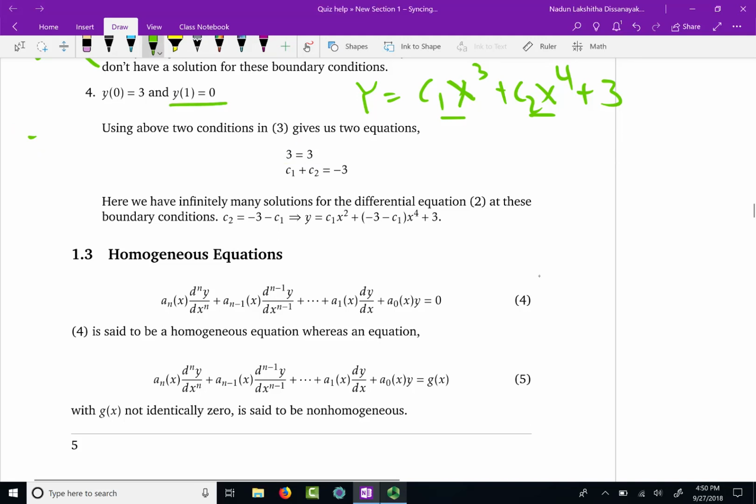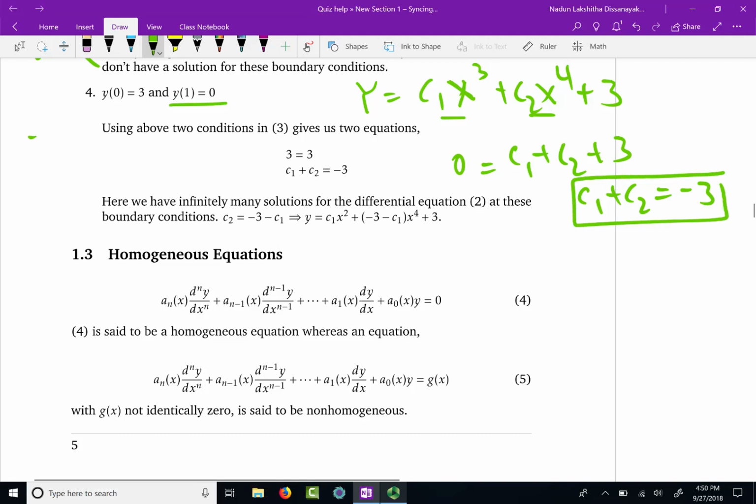y(1) is 0 means when x is equal to 1, y is 0. So 0 equals c1 plus c2 plus 3. So c1 plus c2 is negative 3, right? Now tell me how to find c1 and c2. We can't find them, right? We have two unknowns, c1 and c2. And the first condition didn't help us, but it didn't provide a mathematical contradiction either. Mathematically 3 is equal to 3.